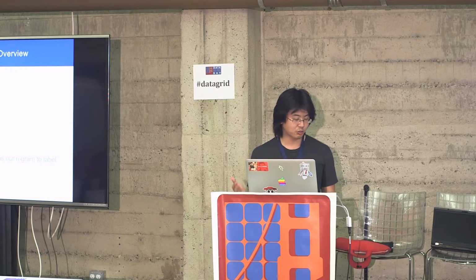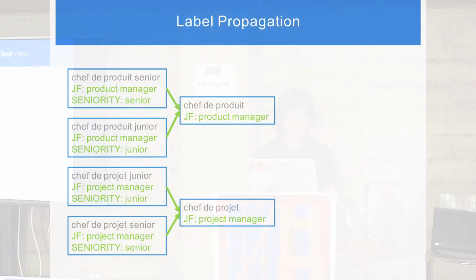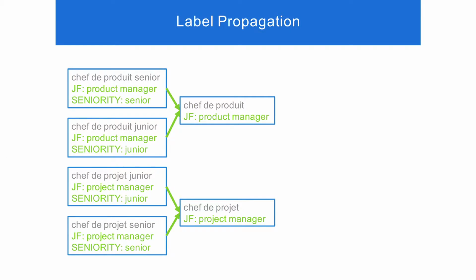And once we've done that, actually, we're basically done, because once we're done with this label propagation, the nodes that remain essentially constitute the Ngram to label mapping that we were looking for.